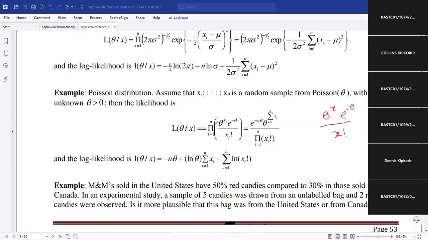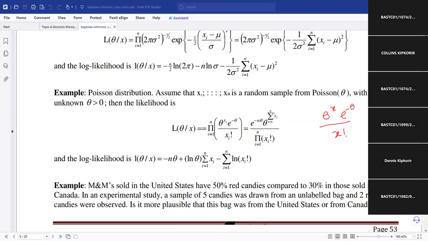But now we are talking about the product across several observations, the xi's. So getting the product will give us e raised to power negative n theta for this case. Then theta will be raised to power the summation of xi's, because wherever we have the xi's observation, we get the summation of that. And since this is a factorial, we get the product of the xi's factorial.